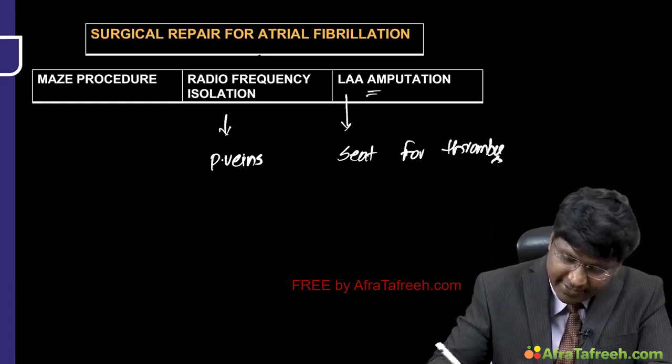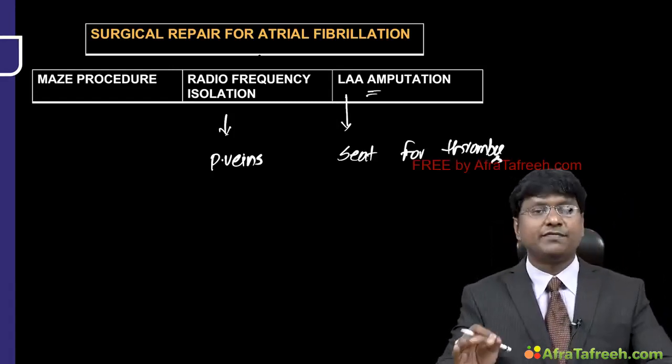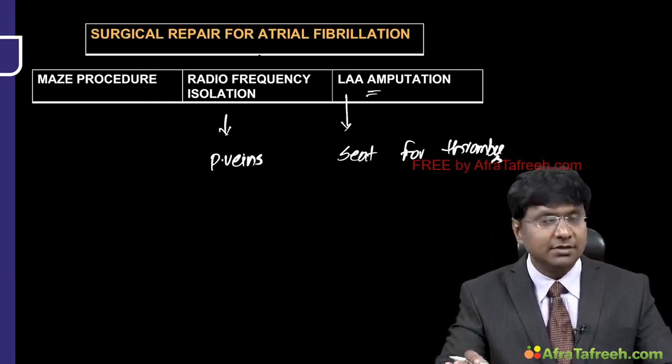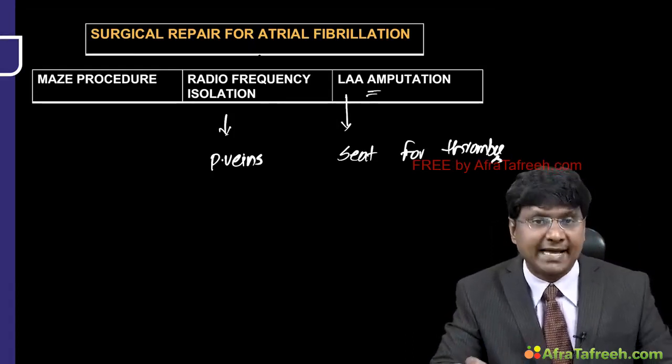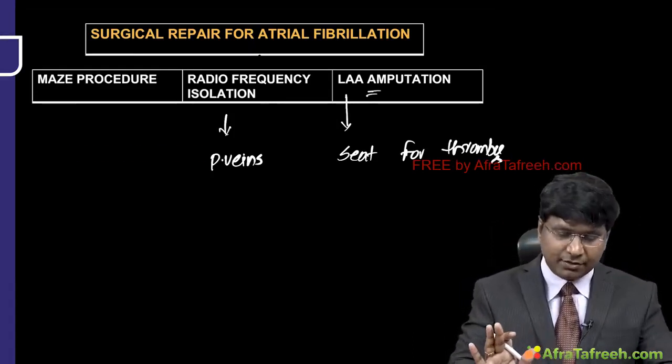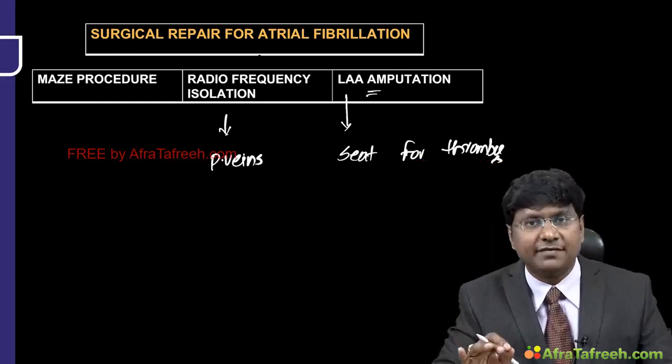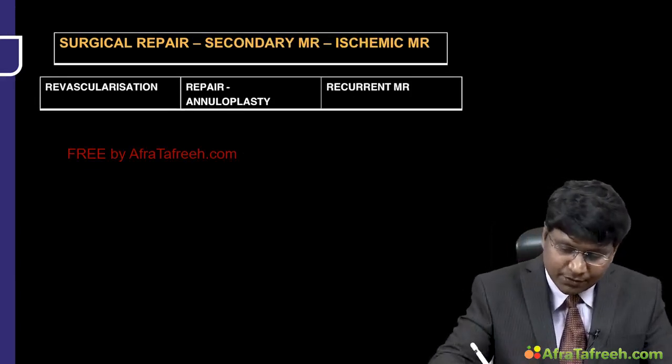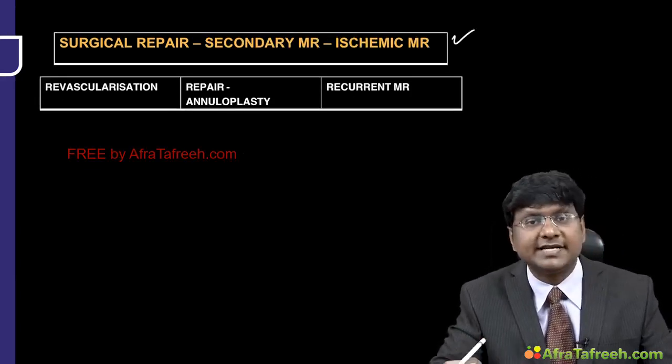So that is the reason why, if the individual has a history of recurrent thromboembolism, then the left atrial appendage has to be amputated, right? So that is about the surgical repair for atrial fibrillation. Then coming to the surgical repair in case of the secondary MR.